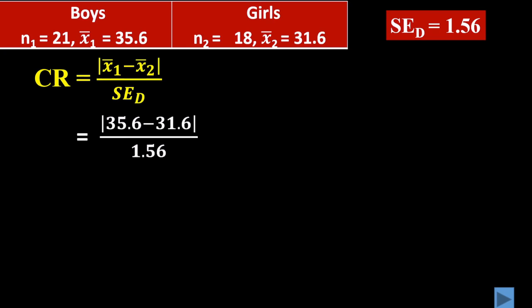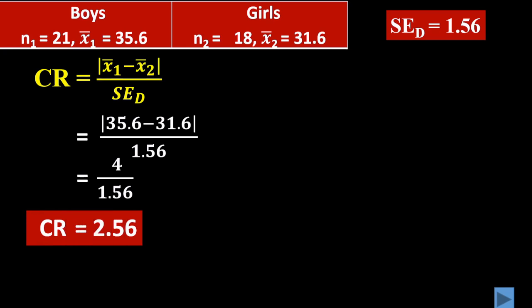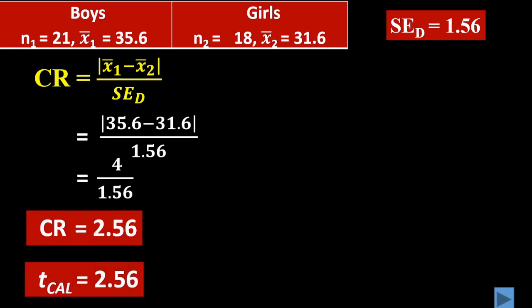X bar 1 is 35.6 and x bar 2 is 31.6. Both are put in modulus with a minus sign in between, and upon 1.56, that is SED, as we have calculated earlier. By solving this, we will get CR equals 2.56. That is also called t calculated, because we have calculated this value. T cal means calculated.